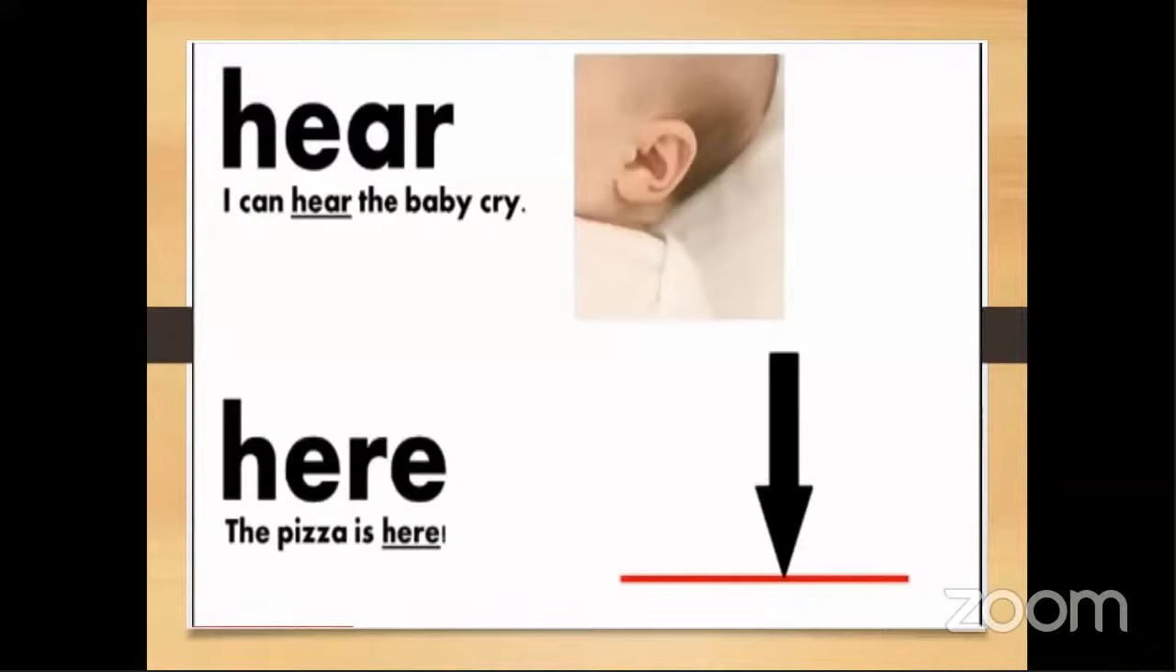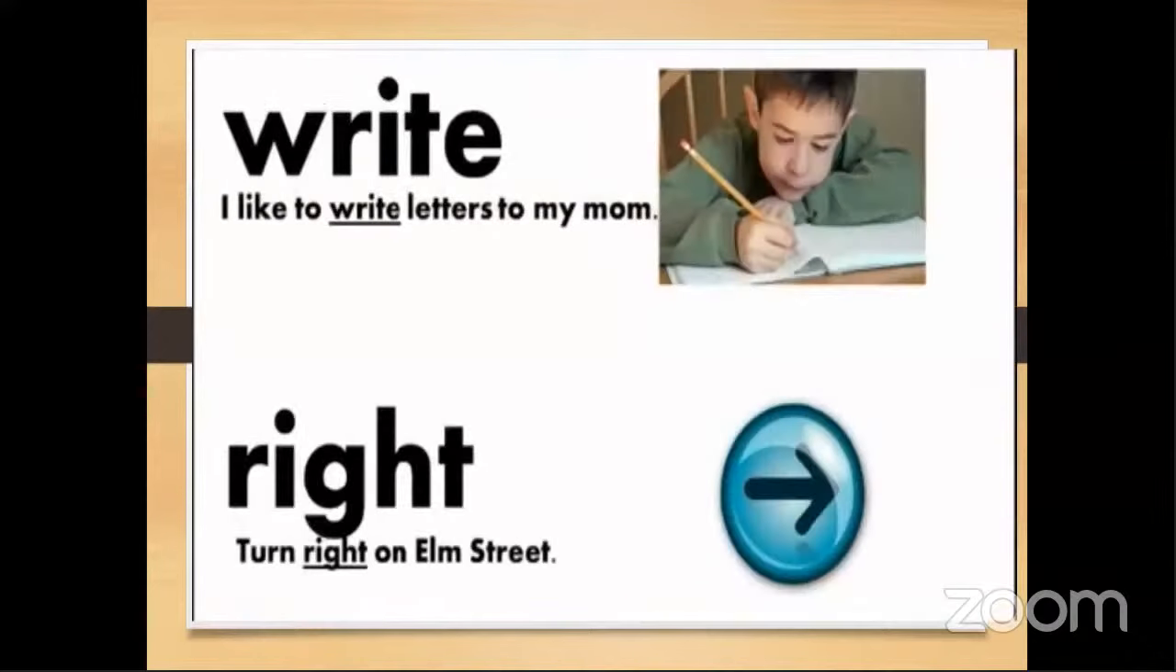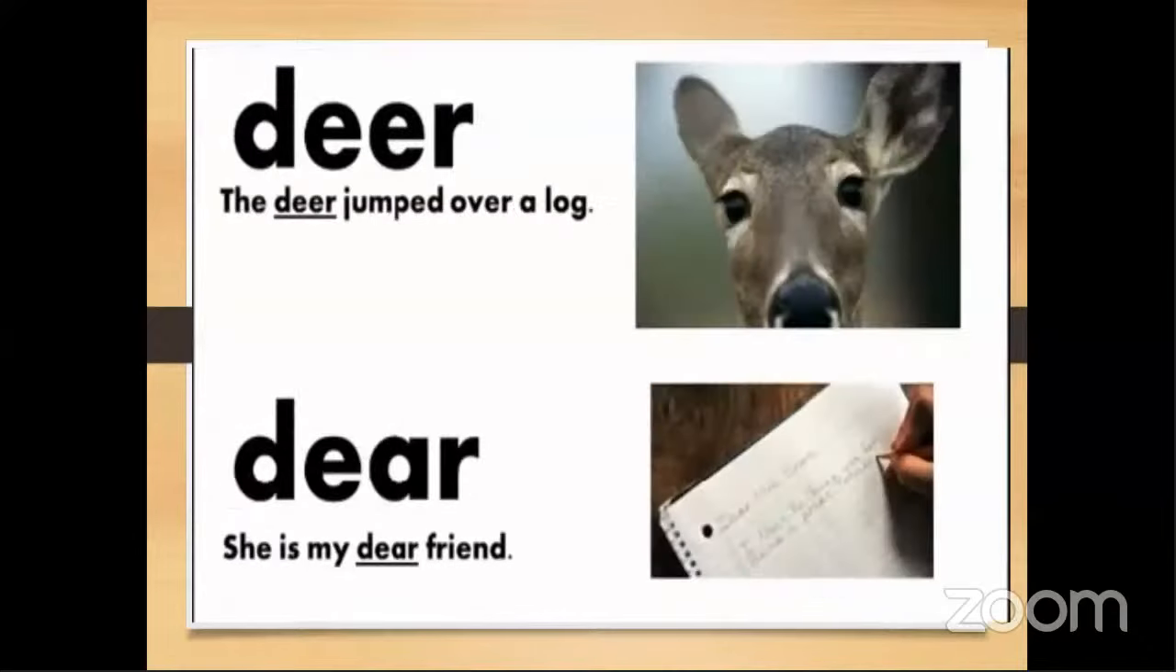Now here, the pizza is here on the table. Now this. Yes, read the sentence. I like to write letters to my mom. Okay. R-I-G-H-T, right. Turn right on Elm Street. Elm Street. Very good. Excellent.